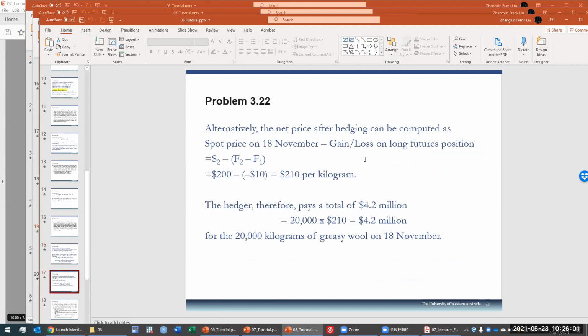Alternatively, and this is my personal preference, I don't like the other one, right? My personal preference is to think about it this way: if you know basis, you can use that formula, which is F1 plus B2. You can stick with that formula, that's fine. But I never liked that.